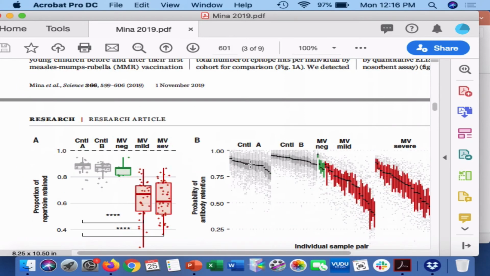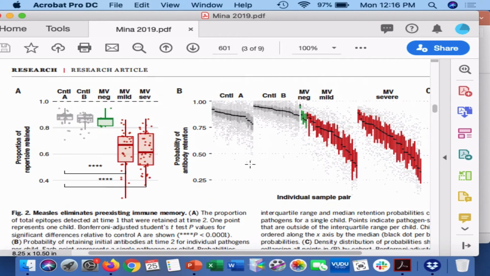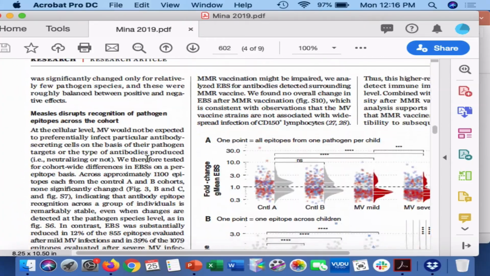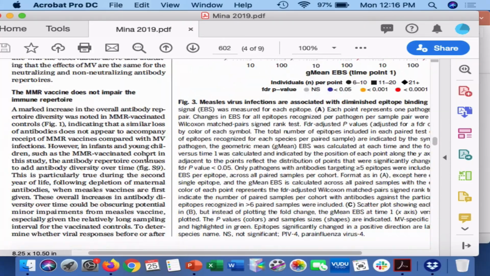And they show this for B cells. Here you can actually see what proportion of the repertoire is remaining. And so you can see that with mild measles, maybe 70% is remaining. So 30% of the B cells are gone. With severe, it's maybe a little lower, 65. And if they keep going, they actually did the same thing in T cells, I believe, as well.